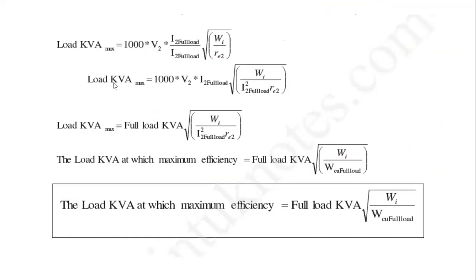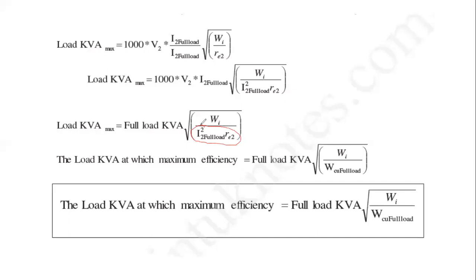Therefore, this load kVA is equal to 1000 into V2 into I2 full load into square root of Wi by I2 square RE2. Since there is a root, we consider I2 square RE2. When the I2 full load goes inside that bracket, it is considered as I2 square full load, so the square and root get cancelled. That is why we write I2 square full load RE2.